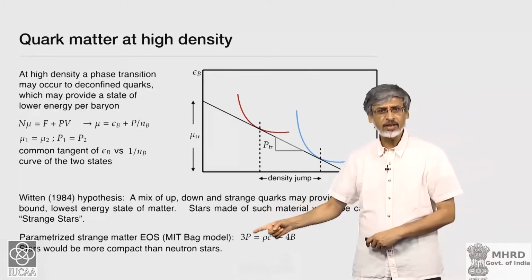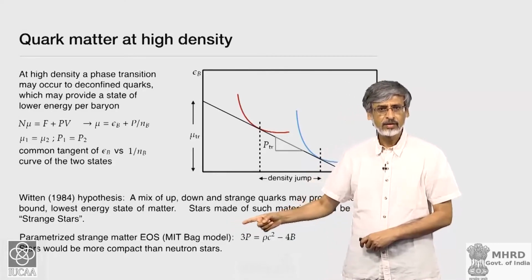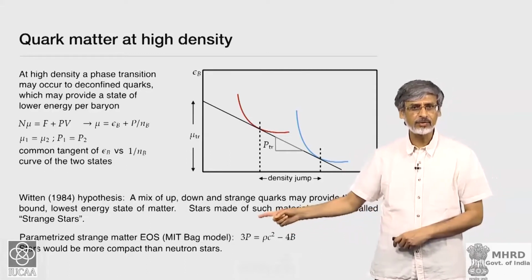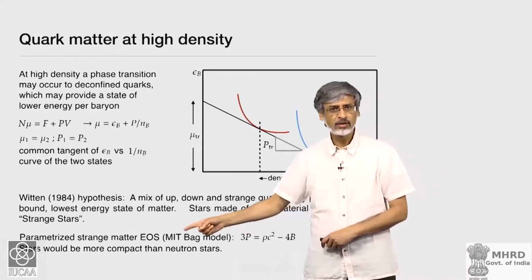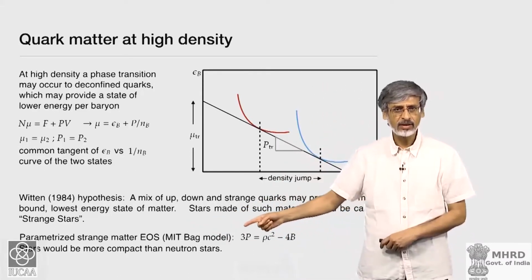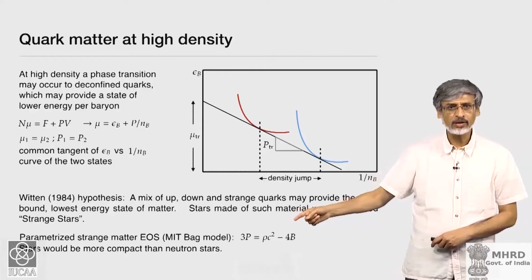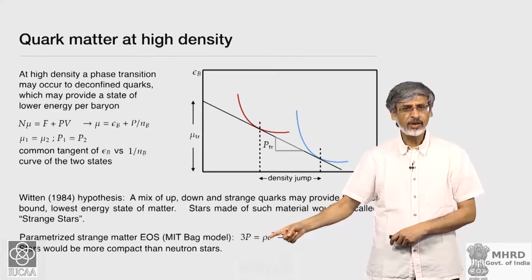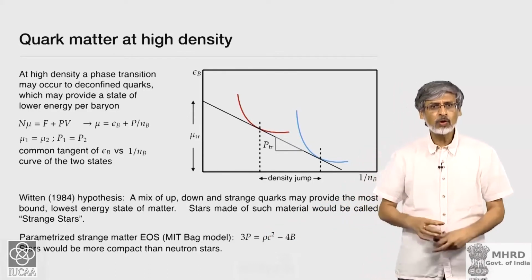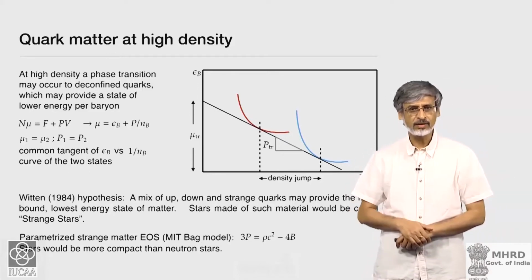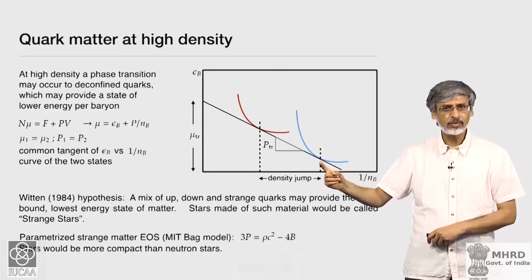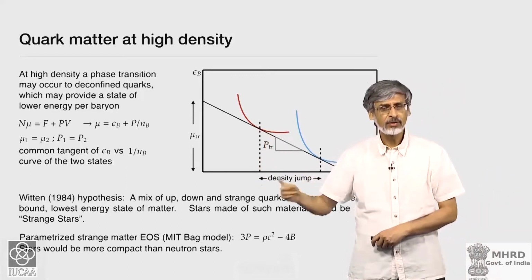The quark matter equation of state is possible to represent in relatively simple terms, which is through the MIT bag model, where it is simply 3 times pressure is rho c squared minus 4 times the bag constant. And these stars held by this kind of equation of state will be more compact than neutron stars of the same mass, because obviously the number density has changed from a smaller value to a much larger value when you go to the quark state.